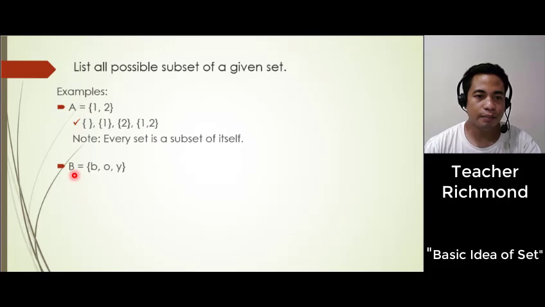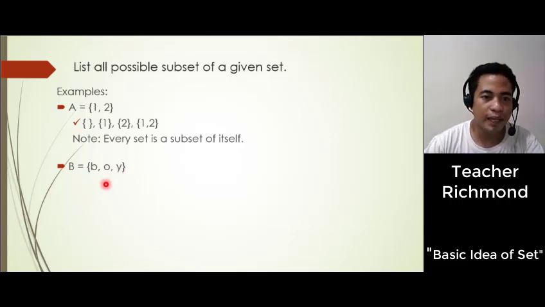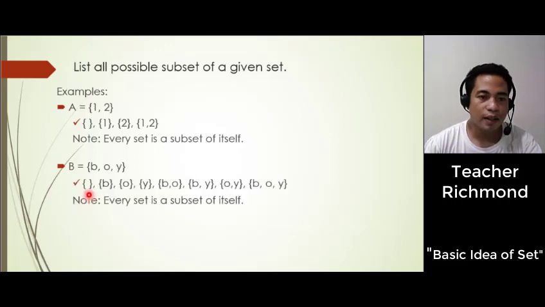Next, set B. Under set B, the elements are B, O, Y. Okay? So, what are the possible subsets under set B? Okay? Empty set, {B}, {O}, {Y}, {B, O}, {B, Y}, {O, Y}, and {B, O, Y}. This is included because every set is a subset of itself.